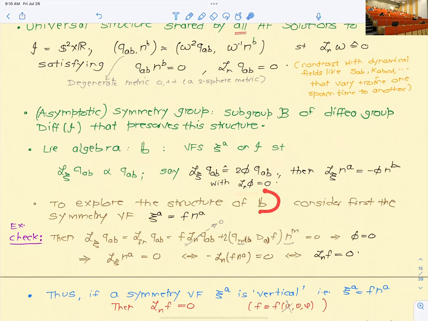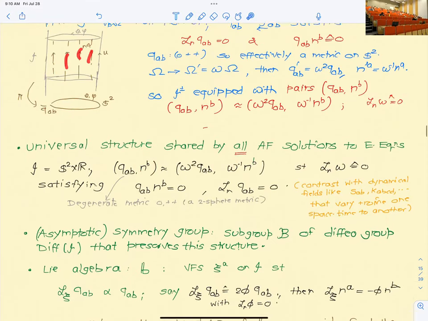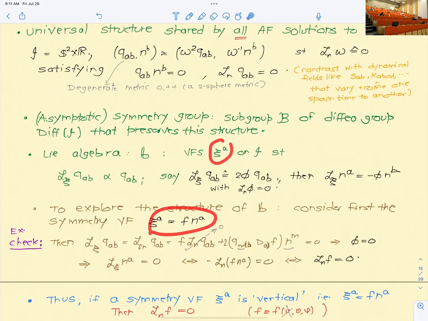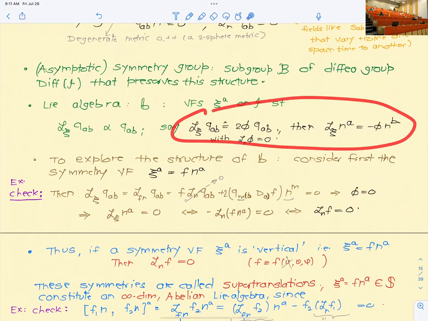So to explore the structure of the Lie algebra of this BMS group, we can first consider the simplest symmetry vector fields. After all, we have a direction field N^a which is preferred on scri, which is given to us. So let us suppose that the symmetry vector field happens to be proportional to N. Let us suppose that it is just some function f times N. Then what does the function have to satisfy in order to qualify as a symmetry? That is to say, so that C satisfies these conditions that I've written down up here.